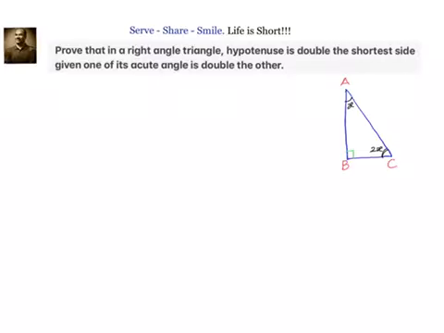Let us look at this problem. This is for 8th grade or 9th grade syllabus. Prove that in a right angle triangle, hypotenuse is double the shortest side given one of its acute angle is double the other. That means we have a right angle triangle in which angle B is 90 degrees. We have been given that one acute angle is double the other.